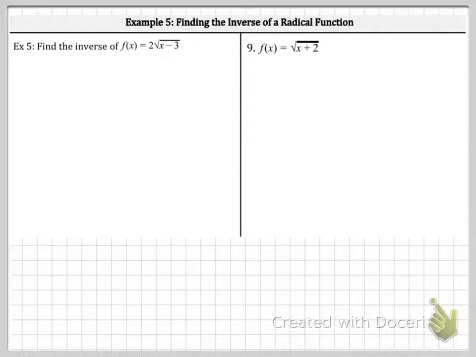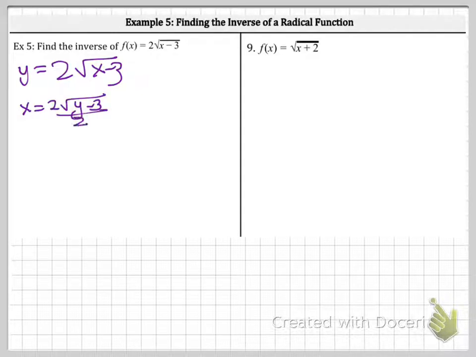So now let's find the inverse of f of x equals 2 square root of x minus 3. So first, y equals 2 square root of x minus 3. Then we want to switch the roles of x and y. So x equals 2 square root of y minus 3, divided by 2. So we have x over 2 equals square root of y minus 3.